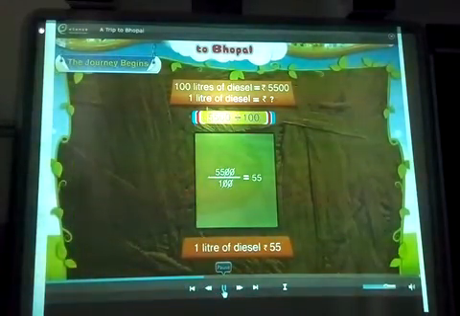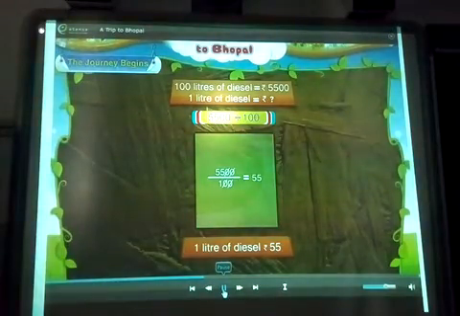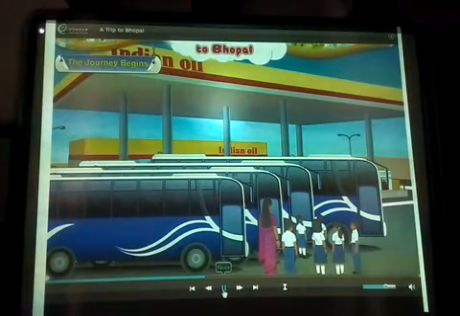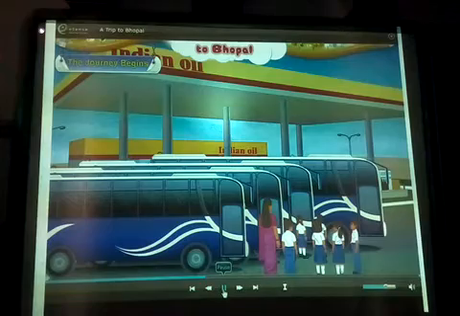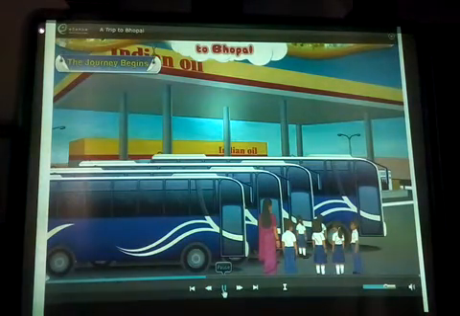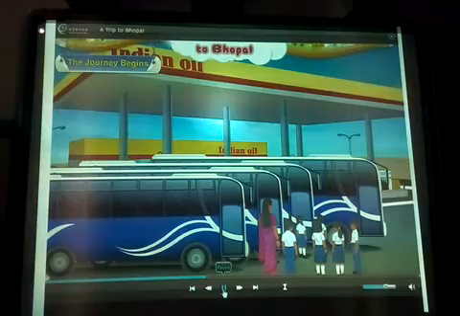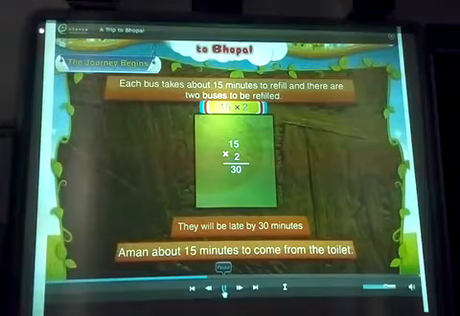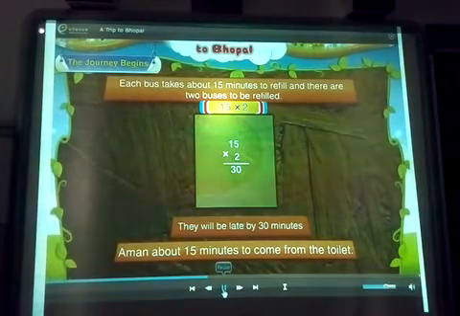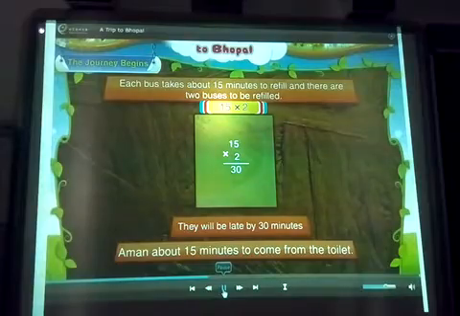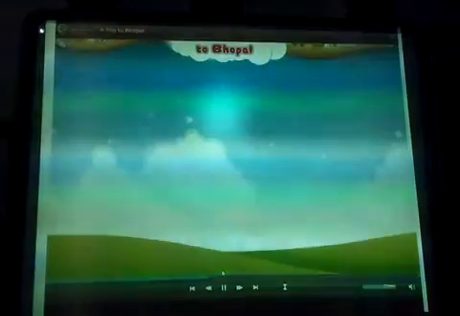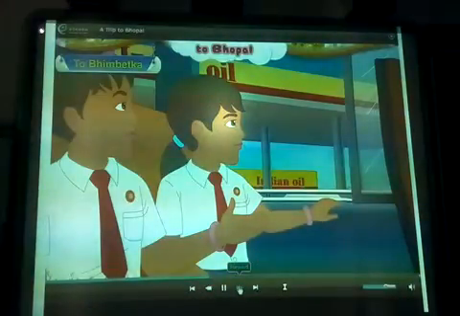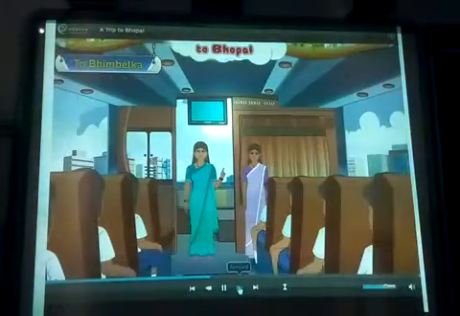1 liter of diesel is rupees 55. As the buses are being refilled, some children go to the toilet near the petrol pump. How much time did Aman take to come out of the toilet? Aman took as much time as the bus waited to come out from the toilet. To be paid. Filled. The journey starts again.